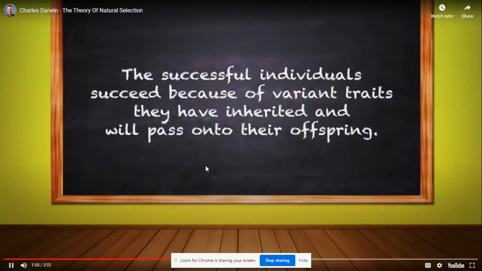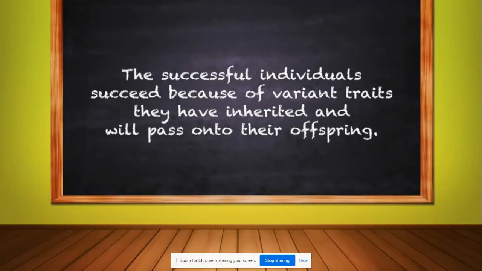Condition number 4. The successful individuals succeed because of variant traits they have inherited and will pass on to their offspring.